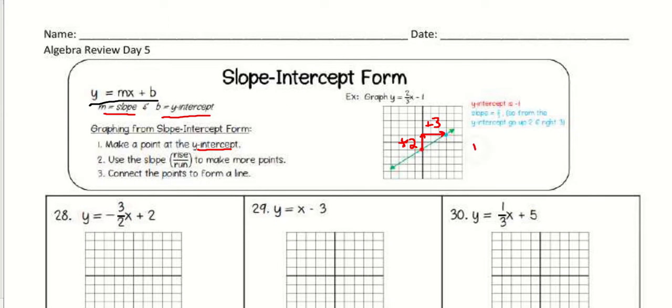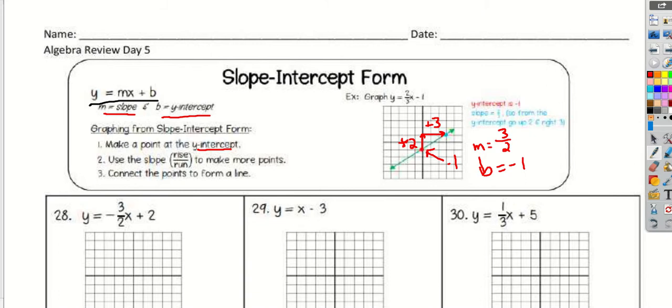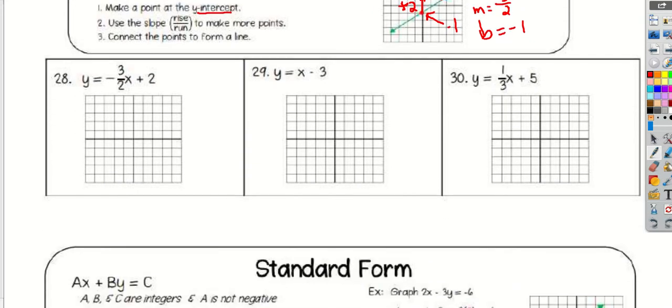So in terms of the rise over run, I can interpret this graph as having a slope of 3 over 2. And the y-intercept is located at -1 on the y-axis, so I know that my y-intercept b is -1. So that's how I can read the equation from the graph. So we're just taking a look at a couple of these. We're going to graph them.